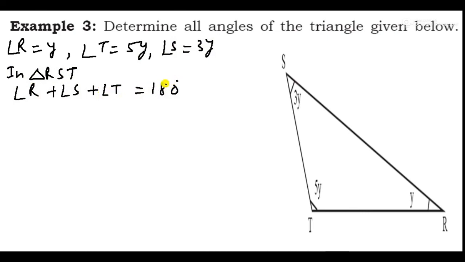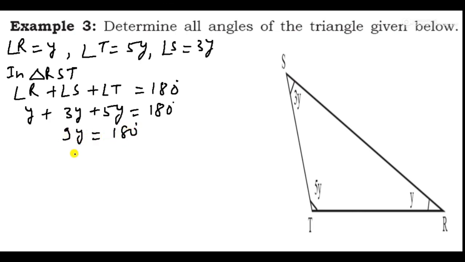The angle sum of a triangle is always 180 degrees. So you have to write the values. Angle R is y, angle S is 3y and angle T is 5y. So it is equal to 180 degrees. So 1, 3 and 5, that is 9y is equal to 180 degrees. So y is equal to 180 degrees divided by 9. 9 ones are 9 and 9 twos are 18. So y is 20 degrees.